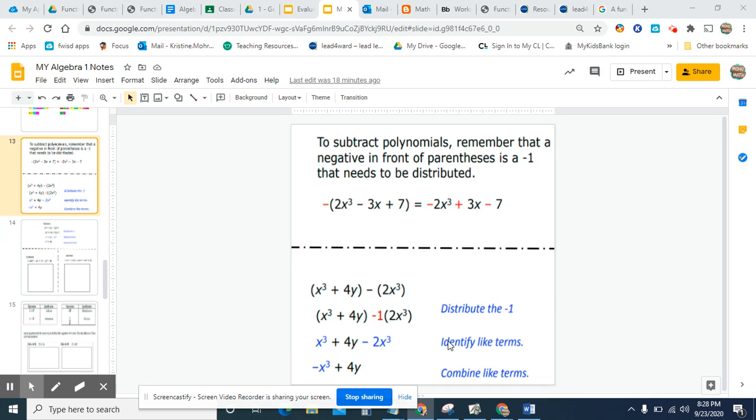So here's a little example. This is all done for you. There's nothing you need to add on this slide. But to give you a step-by-step example, you have x cubed plus 4y minus 2x cubed. Well, remember you need to distribute the -1. That negative is the same as a -1, so that needs to distribute. So x cubed will stay the same, 4y will stay the same, and then -1 times 2x cubed makes this become -2x cubed. Then you identify and combine your like terms. So we have x cubed and a -2x cubed highlighted in blue. Those two are our like terms. So 1 minus 2 gives me a -1, so it's -x cubed plus 4y.